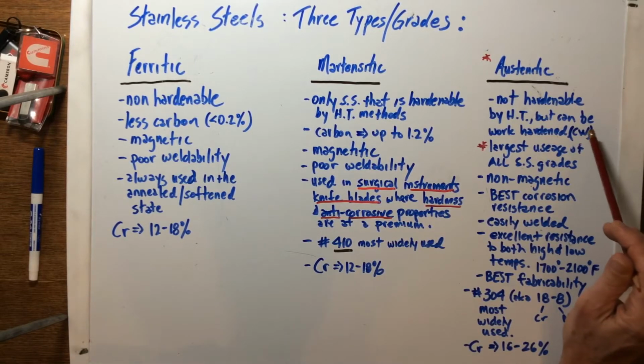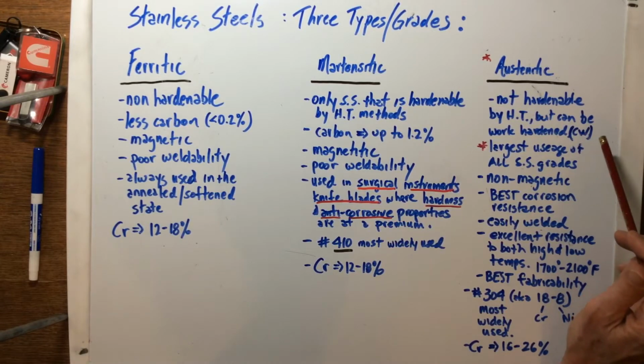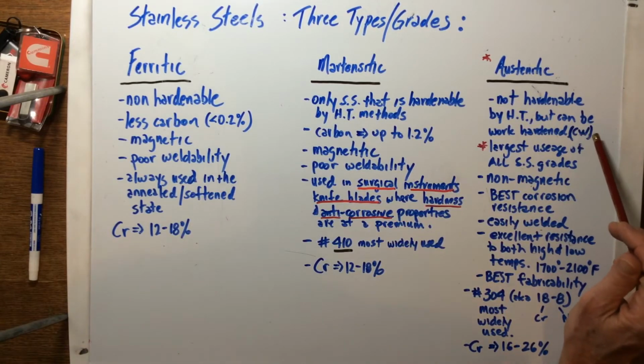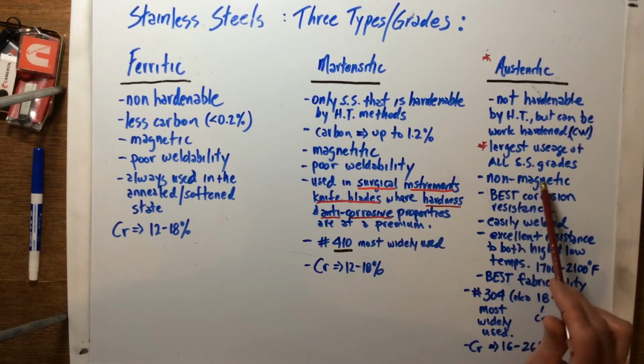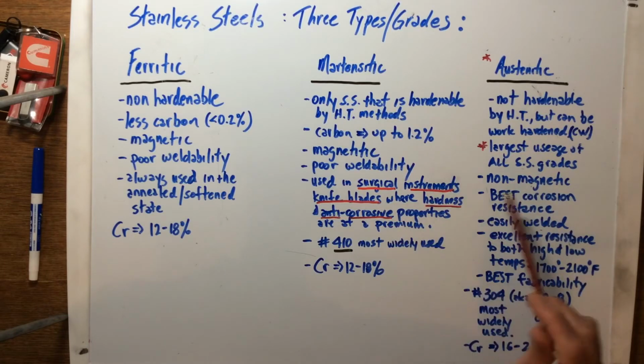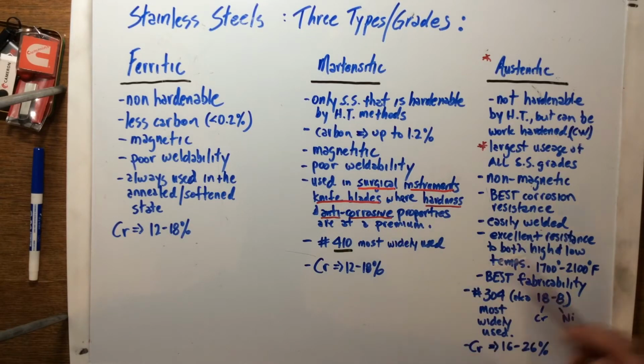So as far as cold working, work hardening, cold working, same thing. So we have to be cognizant of that when designing and using this type of material. It is non-magnetic, the only grade that is truly non-magnetic. It has without a doubt the best corrosion resistance of all these other stainless steels. Very easily welded, so the weldability is good.